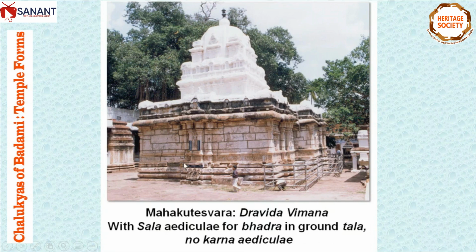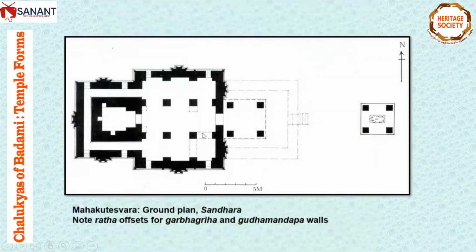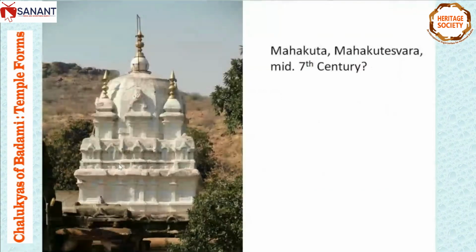It has an octagonal shikhara, making it a Dravida Vimana. You can see it is a royal temple. It has an internal Pradakshina Patha. See the offsets here. No offsets at the corners. There should have been offsets at the corners for a Dravida temple.